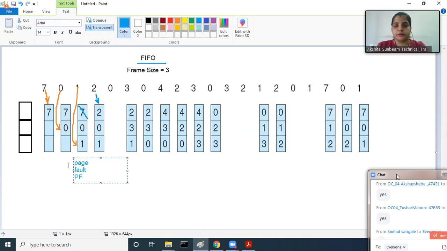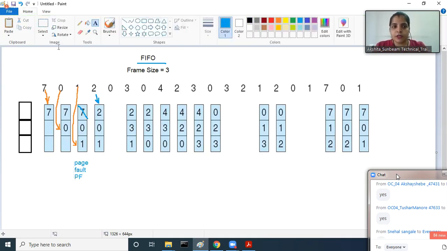Also, can I say over here, 7 is replaced means it is a page fault. I write PF. Can I say it's a page fault? Because 2 was not there, I replaced a page for 2, so a page fault occurred. Because the page was not available in the main memory, I had to do demand paging and bring it in. That's a page fault.